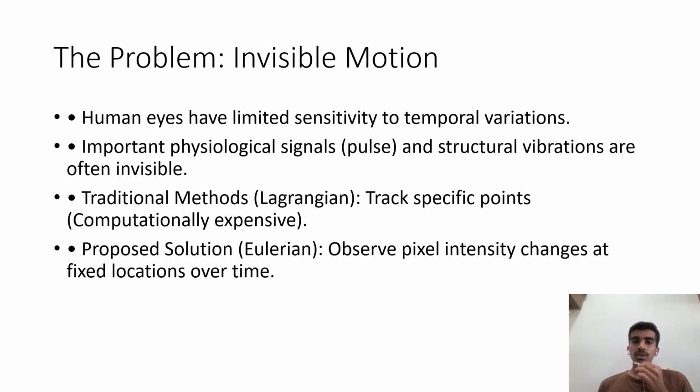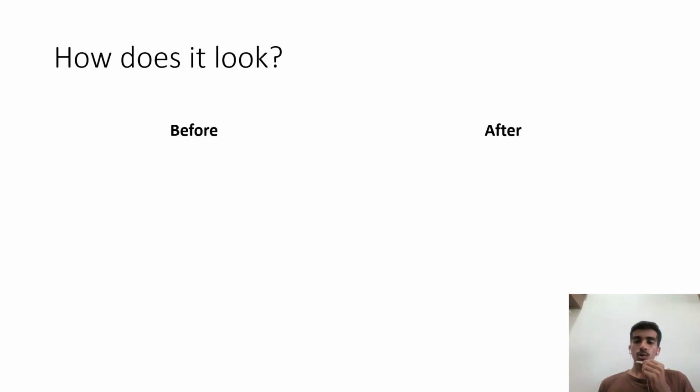So the proposed method, that is EVM, assumes that if an object moves even slightly, the intensity of a pixel at that point, at that moment, will change. By amplifying that intensity, we push the edge, making the motion visible. This method is less complex, highly sensitive, and can amplify motions which are even smaller than 1 pixel. So let's look at how it works.